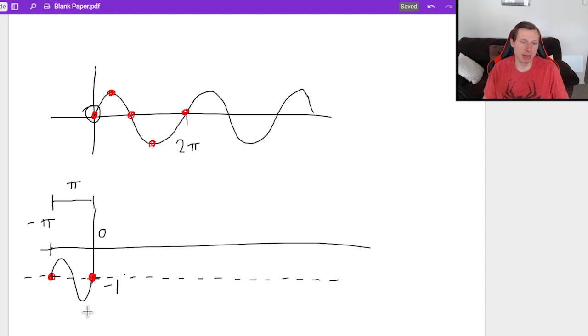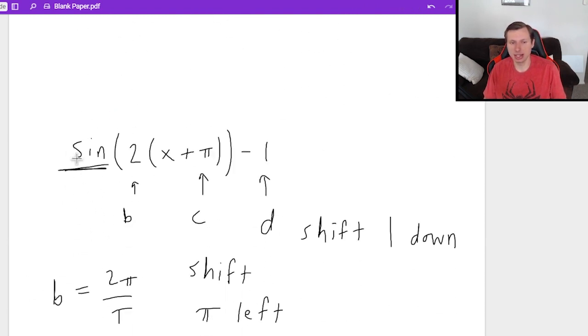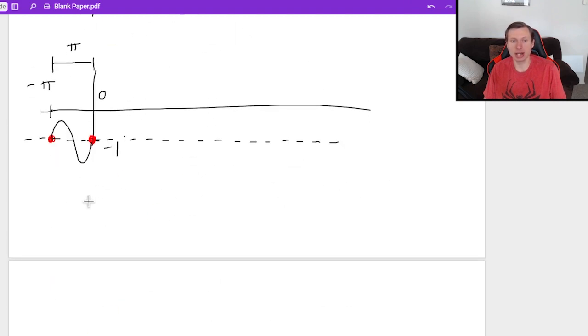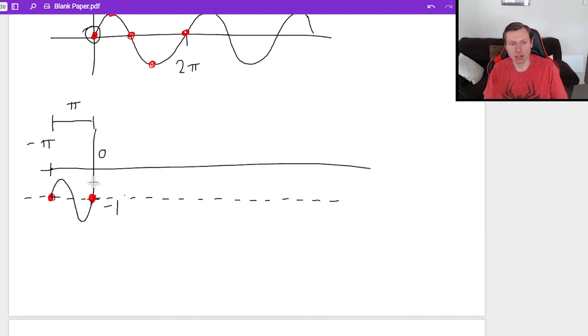Actually, if you think about it, my amplitude's wrong because my amplitude is 1 because there's nothing in front of the sine. Amplitude's 1, which means it actually goes 1 higher. So it is going to make it back to 0. So let me make it a little higher like this. Okay, that's better. And again, here are the 5 points that I have. If you want, you can label them.